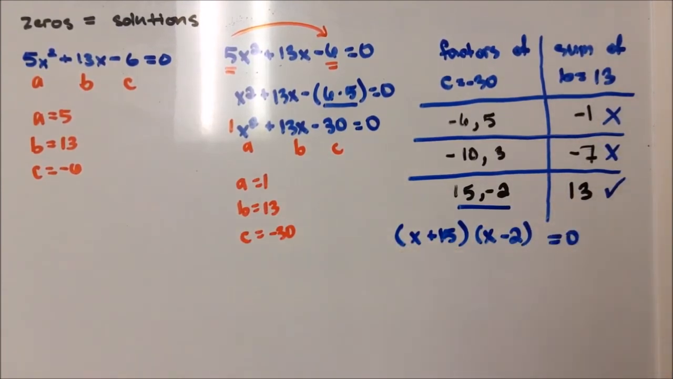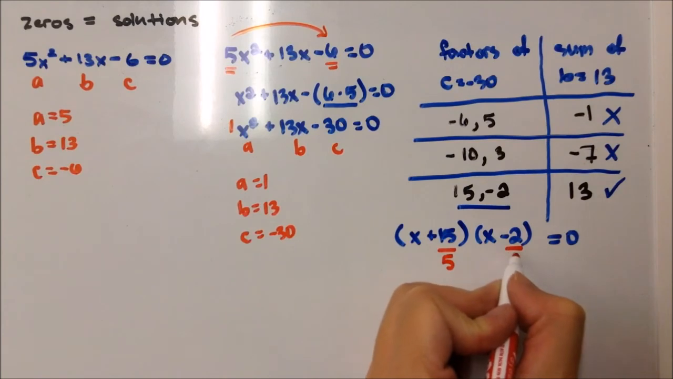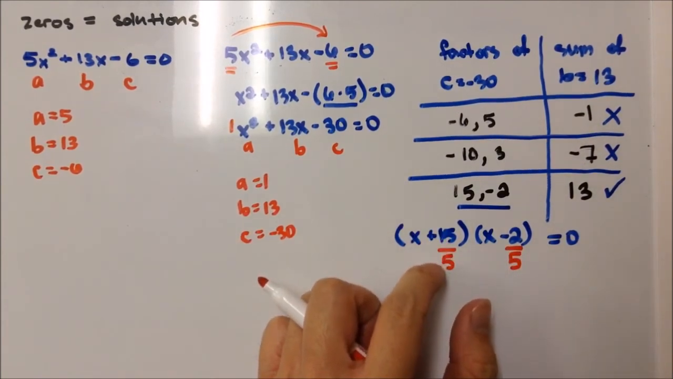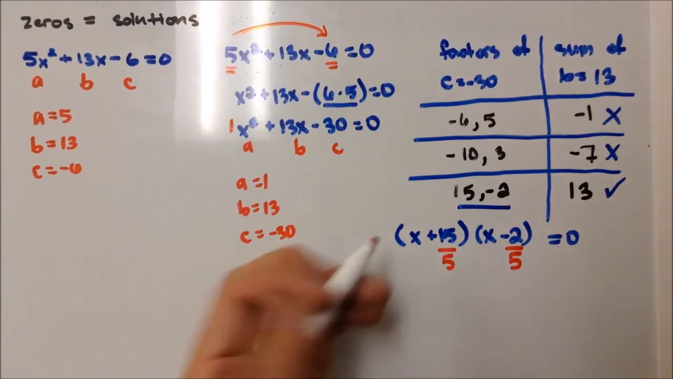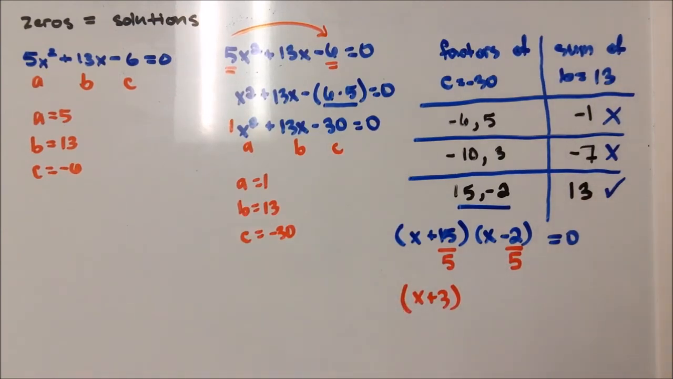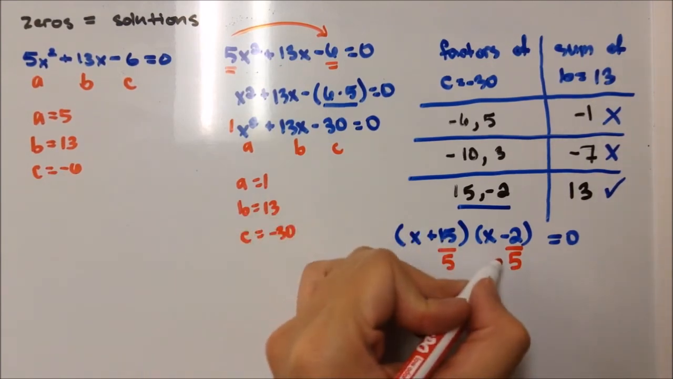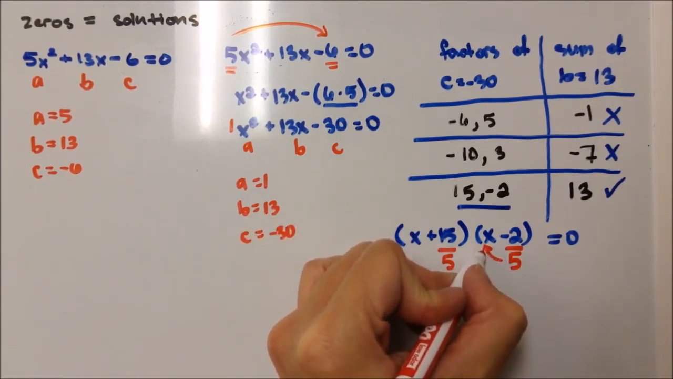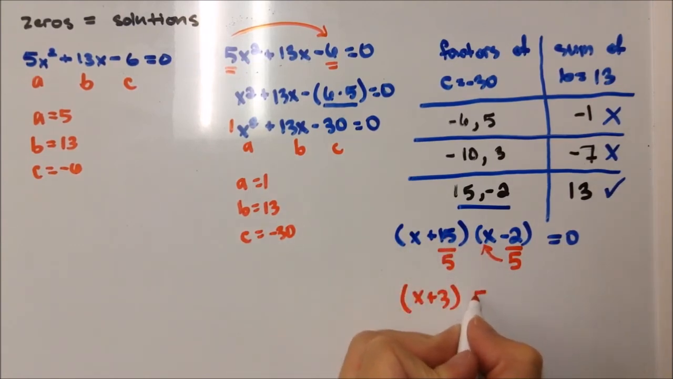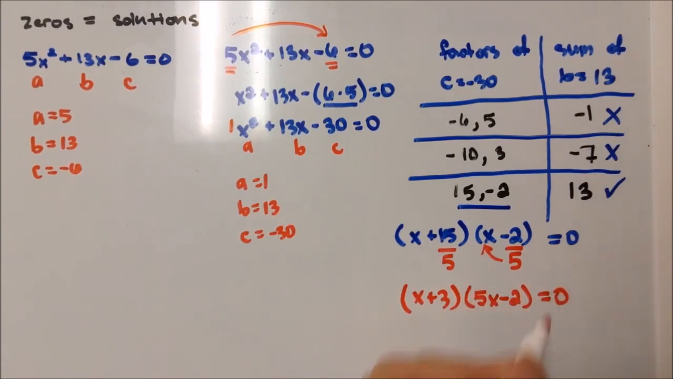equal 0. Now, since we slid at the very beginning, we're going to divide by the number that we slid, which was 5. So, we're going to divide by 5 on both factors. So, this 15 can be divided by 5 into a whole number, which will be x plus 3. Now, this one, 2 cannot be divided by 5 into a whole number, so we're going to put that 5, or should I say move that 5 in front of x. So 5x minus 2 equal 0.